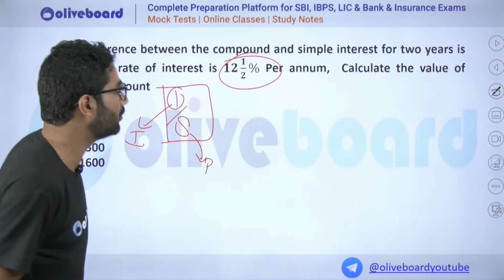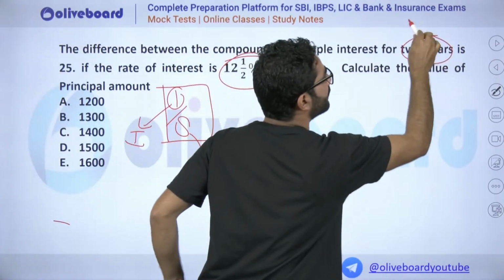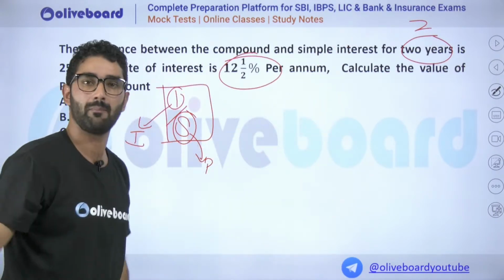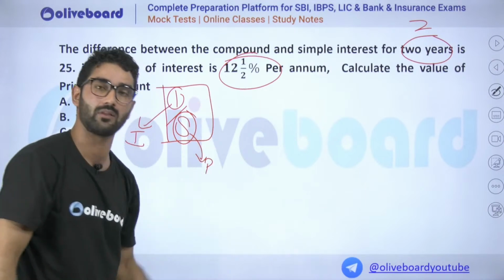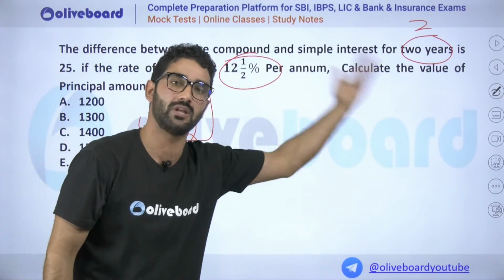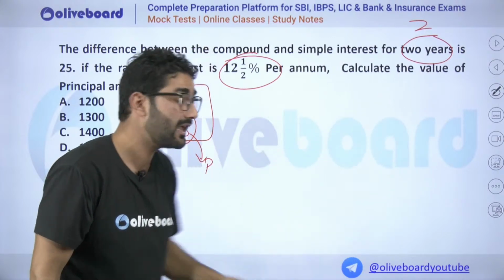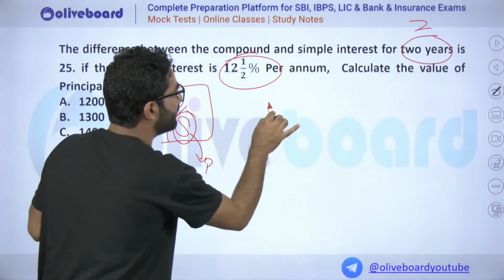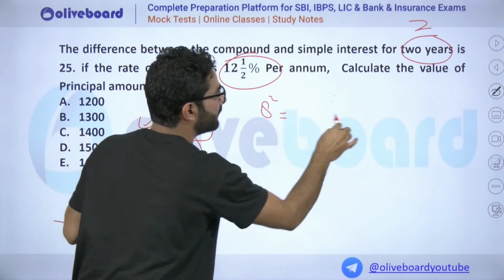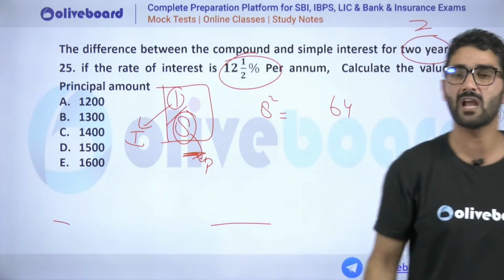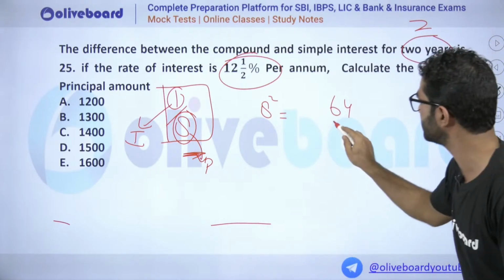Now, what to do? How many years are there? Sir, 2 years. When data is given for 2 years, इसको square कर दो. Make a square of the principal. अगर 3 year होगा तो 3 times, अगर 4 year होगा 4 power 4. Simple बनाने के लिए, 8 square will be 64. This was principal, I changed it into this principal, 64. अब आ जाओ, बस simple है.